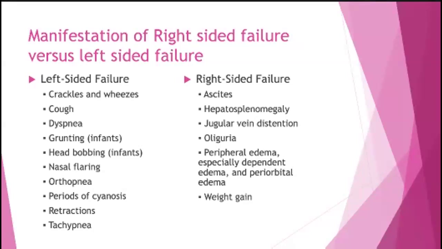If we have right-sided heart failure, this is more systemic. So we're going to have hepatomegaly, peripheral edema, ascites, and weight gain. Everybody's going to have impaired cardiac output with tachycardia, weak pulses, prolonged capillary refill, pale mottled skin, fatigue and irritability, decreased urine output, poor feeding, sweating with feeds, and failure to thrive.